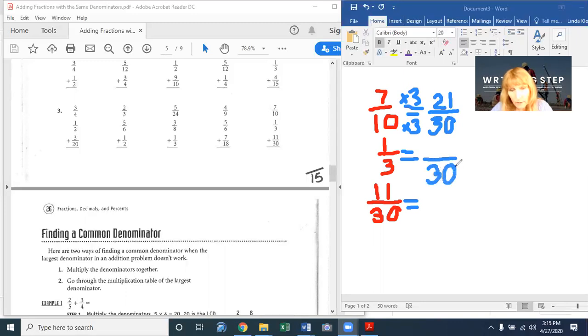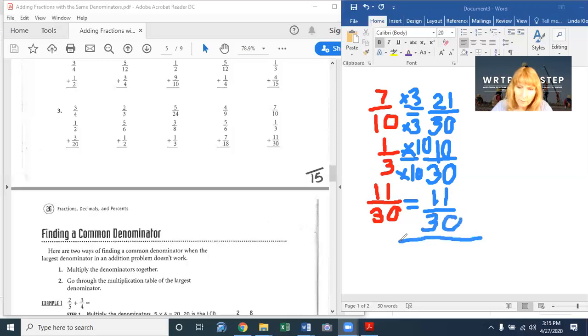3 times what gives me 30? 3 times 10. Squeeze that in there. So I have to times by 10 on the top. 1 times 10 is 10. And the last one, 11/30, I can keep that as just 11/30 because it's already got a 30 on the bottom. So now I just have to add my numerators together.